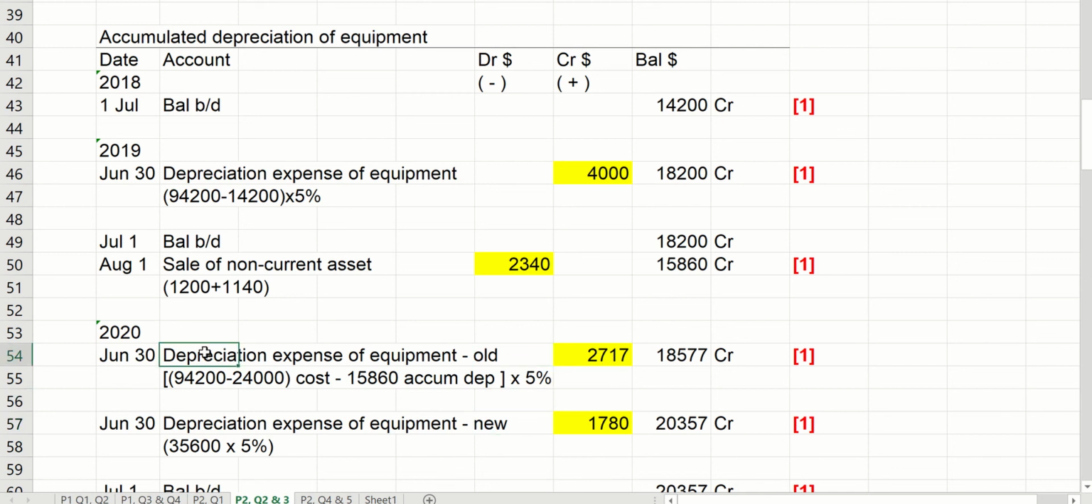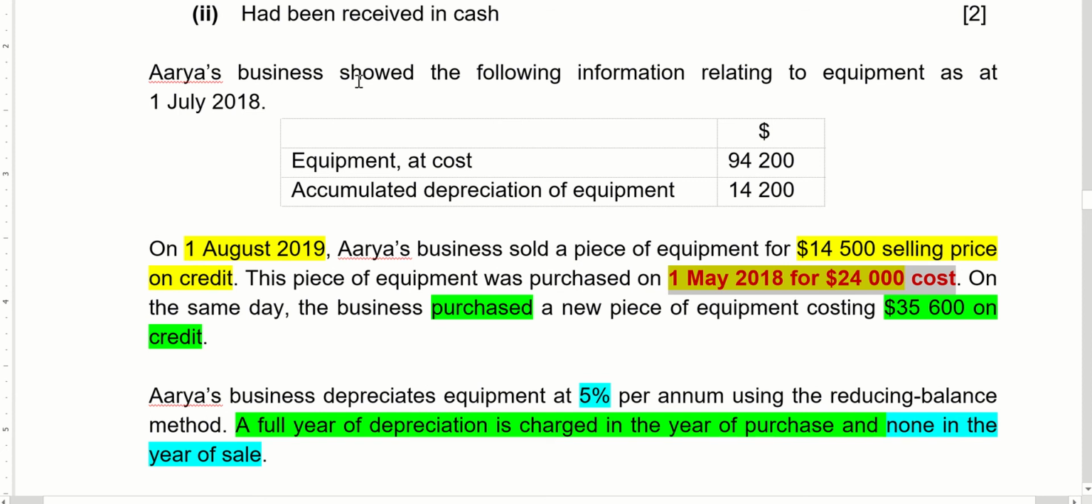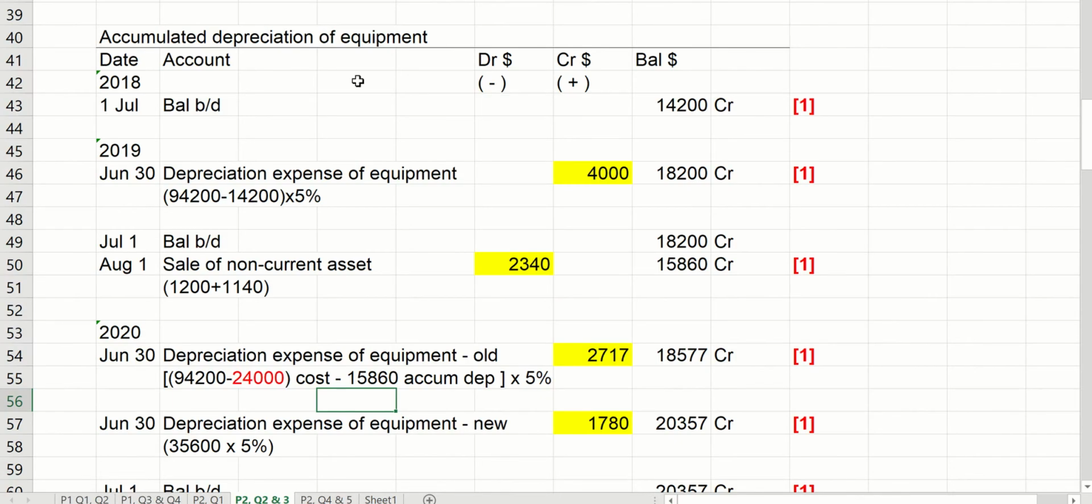All right. So how do I calculate the depreciation expense for the old equipment? I should take my original cost, minus away 24,000. What is this 24,000? This $24,000 is the equipment that I sold. So I minus away whatever I sold, and then I minus away the accumulated depreciation.